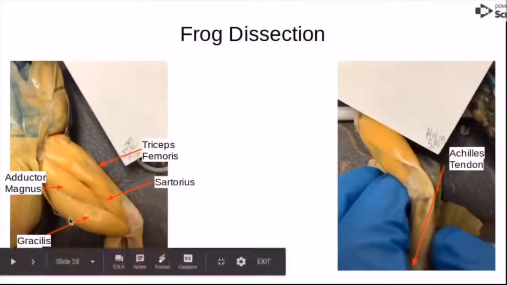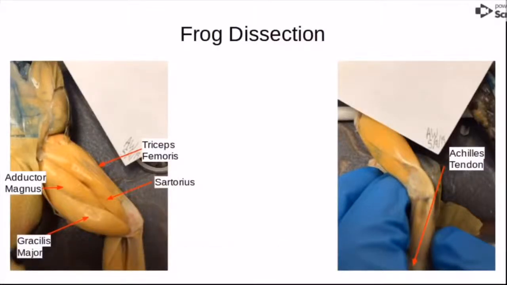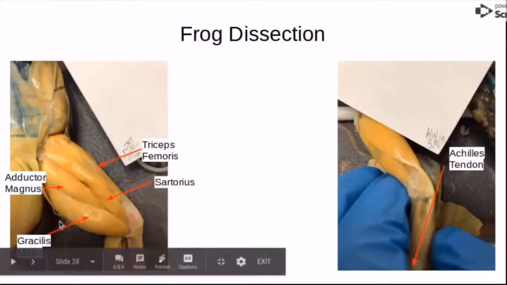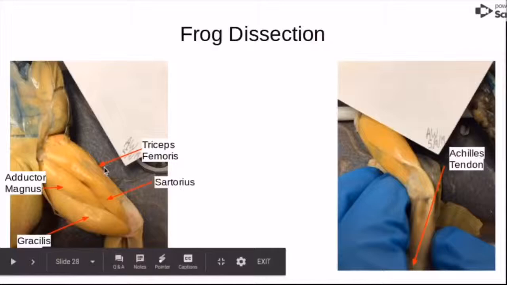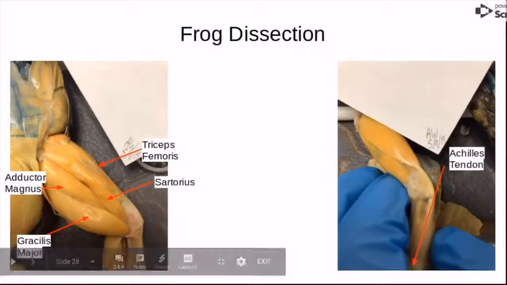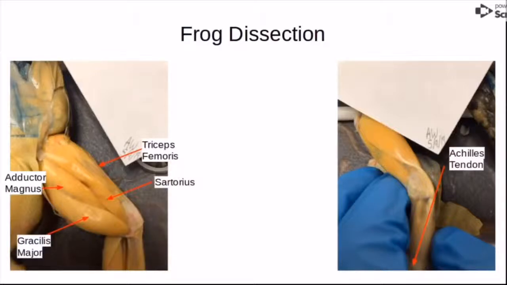Another muscle we identified here is the gracilis major. The gracilis major has an insertion point of the knee aponeurosis and is used for retraction and adduction of the femur. This just makes sure that the bones do what the muscles want them to. The fourth muscle we identified was the sartorius. It has an insertion point of the tibia and is used for protraction and adduction of the femur. The fifth and final one was the triceps femoris. This muscle has an insertion point of the knee aponeurosis and is used for knee extension.